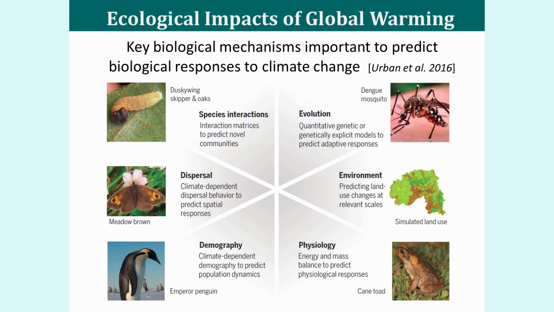We now recognize that this is a multifaceted problem, and we need to understand at least these 6 different key biological mechanisms and the interactions between them to fully appreciate the effects of global warming on biological systems and species and ultimately ecosystems. These are starting with the physiology, which is ultimately going to affect the population demography, range distributions, species interactions, and over time the evolution of species and the environment.